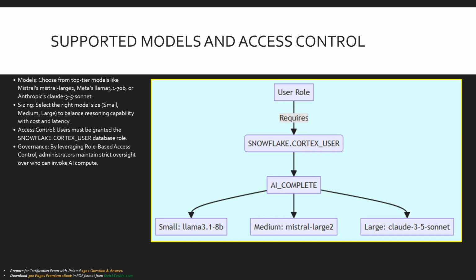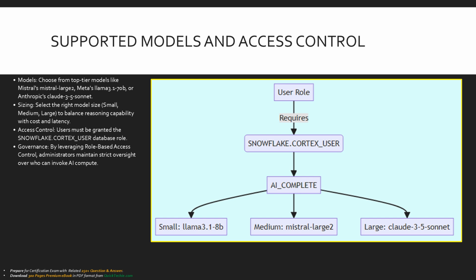A major advantage of AI Complete is model choice. You aren't locked into a single provider. You can select from a wide array of industry-leading models, such as Anthropic's Claude 3.5 Sonnet, Meta's Llama 3.1 70B, or Mistral Large 2. This flexibility allows you to right-size your architecture. For simple extraction tasks, you might use a fast, cost-effective small model like Llama 3 8B. For complex reasoning, you can easily swap the parameter to a massive, highly capable model.